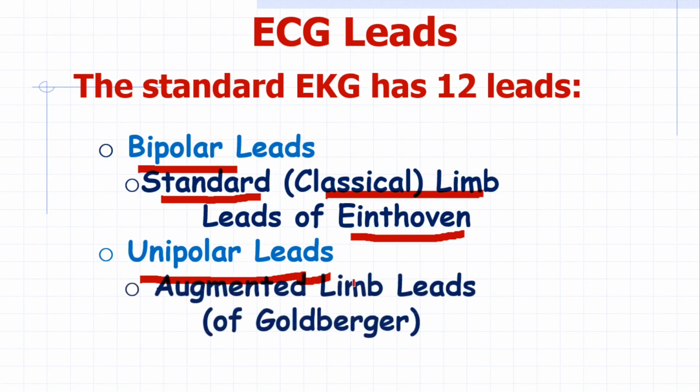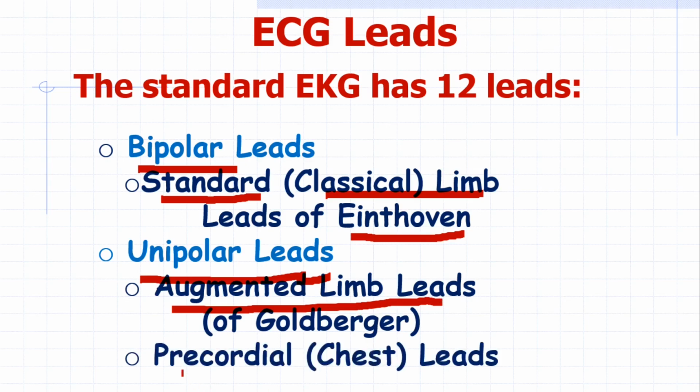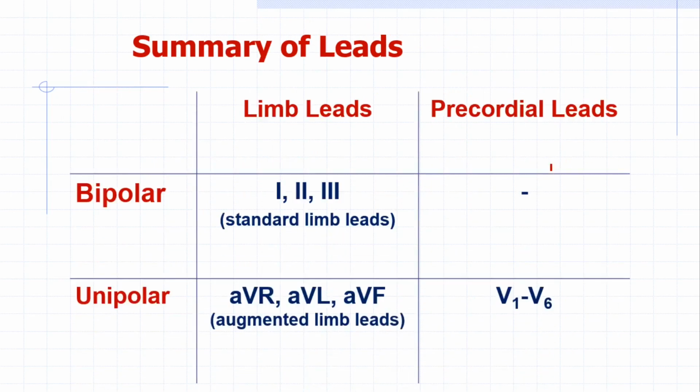In the unipolar leads, the first group is the augmented limb leads. There are 3 augmented limb leads, and the last 6 leads, where the electrodes are kept over the chest surface covering the heart, are called precordial or chest leads. So there are a total of 6 chest leads. Here, the 3 bipolar limb leads, 3 unipolar limb leads, and the 6 unipolar chest leads make a total of 12 leads.